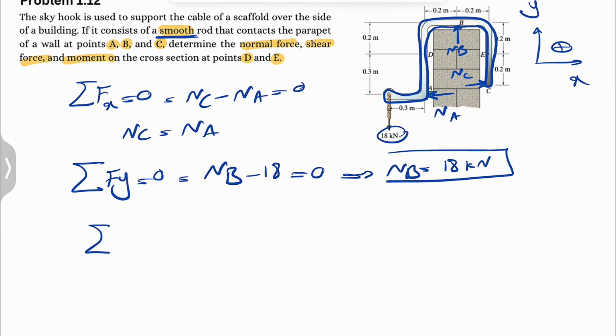The next equation that we have is going to be the moment equation, and basically we can go with any point that we want, but since we are missing NA and NC, it makes sense to start with one of these two points. It really doesn't matter. We can do maybe the moment about A, and we have this sign convention, counterclockwise positive, and this will be equal to 0 as well. So let's see what we have about A.